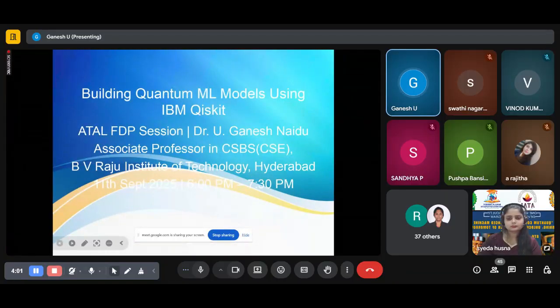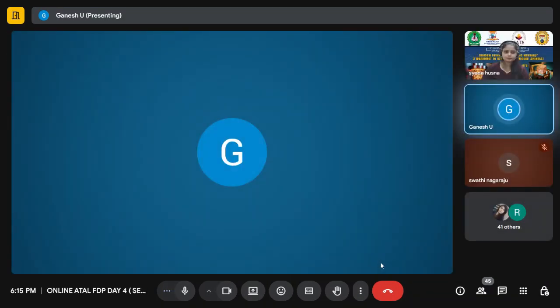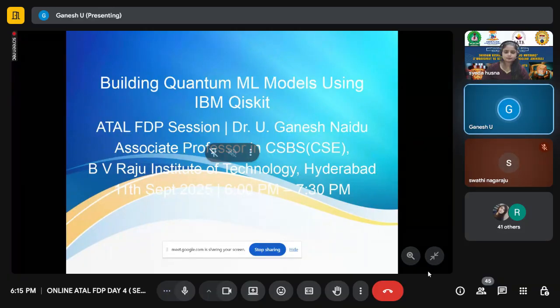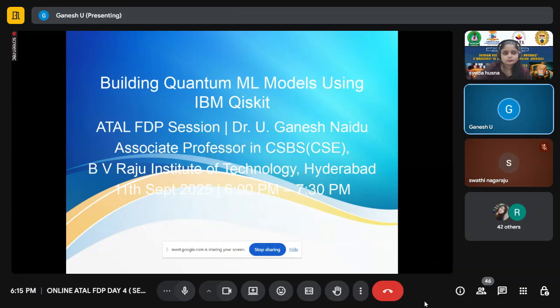Good evening, one and all. Today we are discussing building quantum ML models using IBM Qiskit. So first we will see about quantum computing and why we are combining machine learning models along with quantum computing. First we will see the difference between traditional machine learning techniques and incorporating quantum computing into it.